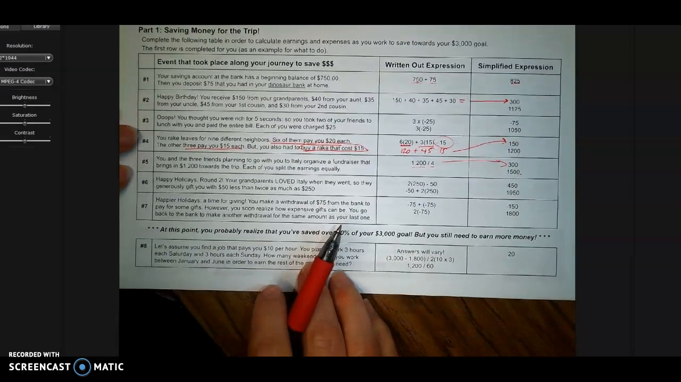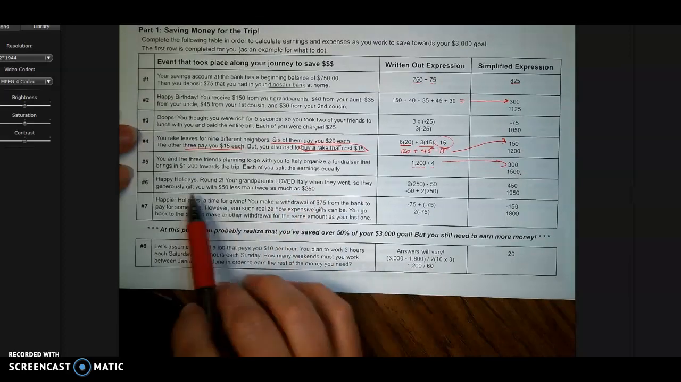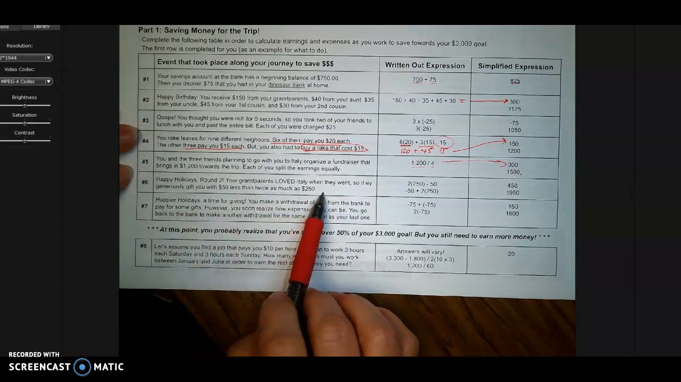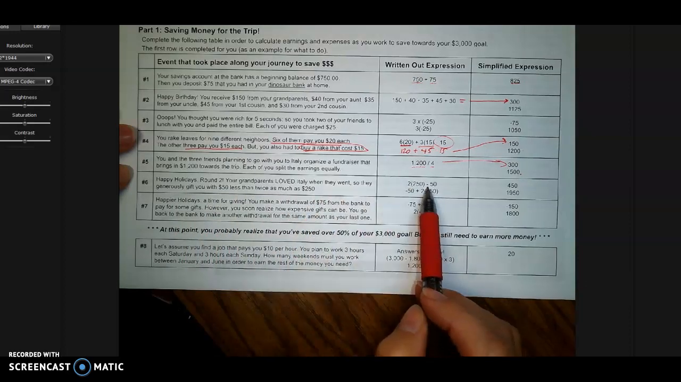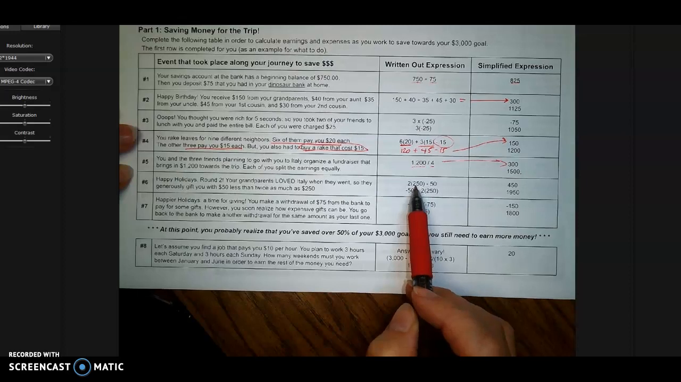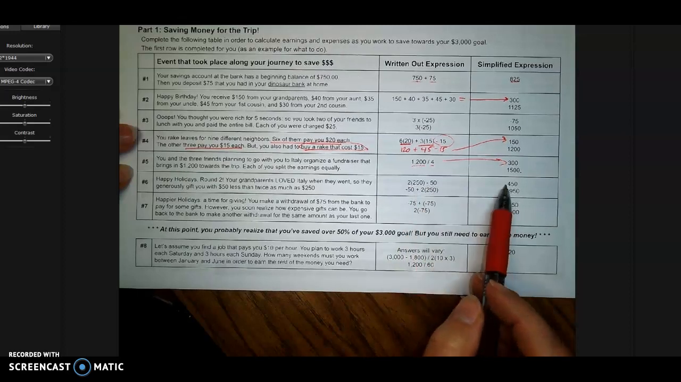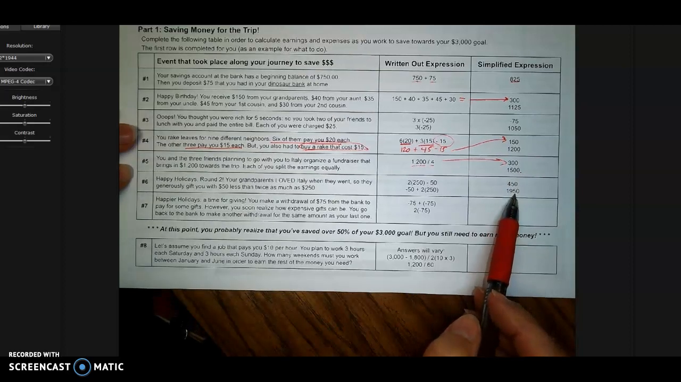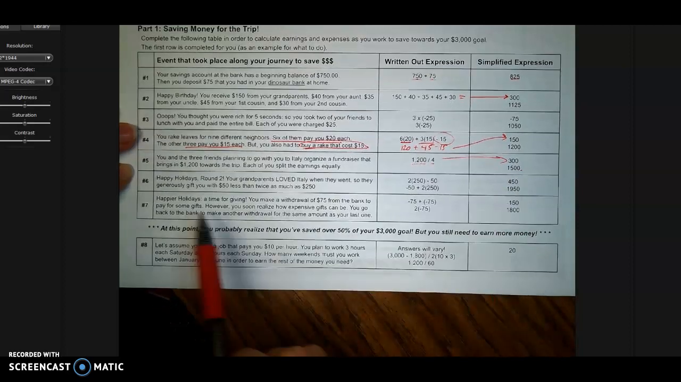Happy holidays run too. Your grandparents loved Italy when they went, so they generously gift you $50 less than twice as much as $250. So $50 less than twice as much as $250. So that's $500 minus 50, which gives you $450. So when you add that in, you're now up to $1,950.